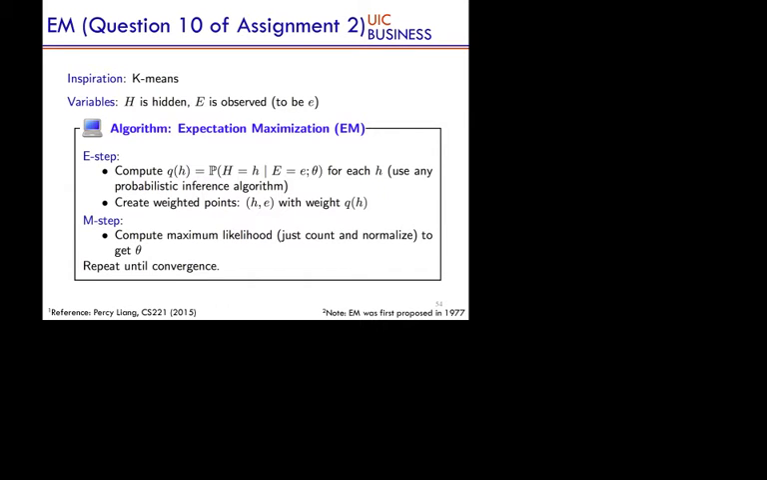Okay, so I'm just flashing the EM algorithm, a slide from 2 lectures ago. So that's what this was. Find the probability of the hidden variable, hidden as in missing variable, for each hidden or missing location, and then you create weighted points, which are basically these QHs, and then compute maximum likelihood, or just count and normalize. So that's what we're doing here.